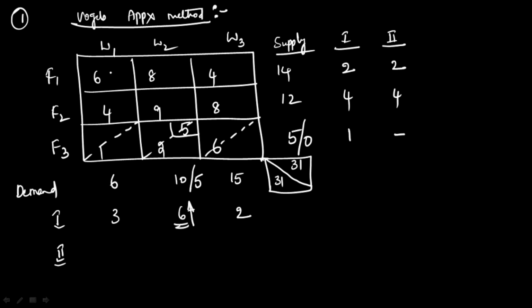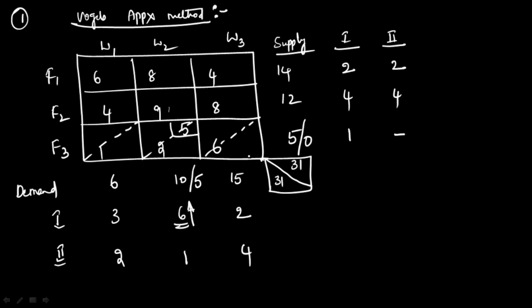So now you look at the first column, you are left with 6 and 4. So least cost is 4, next least cost is 6. So what is the difference? 2. Second column, least cost is 8, next least cost is 9. So what is the difference? 1. Least cost is 4, next least cost is 8. So what is the difference? 4. You got the point?